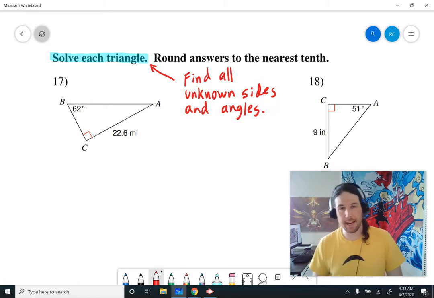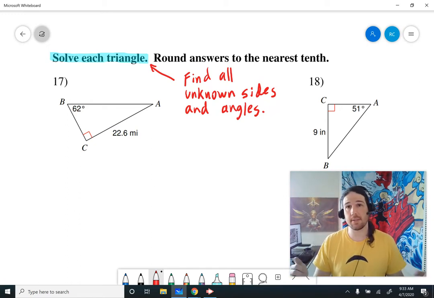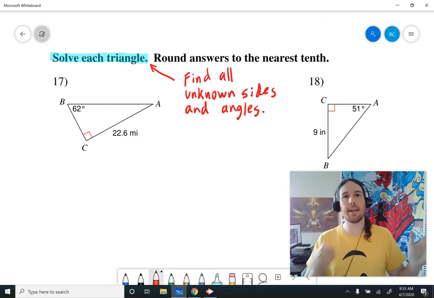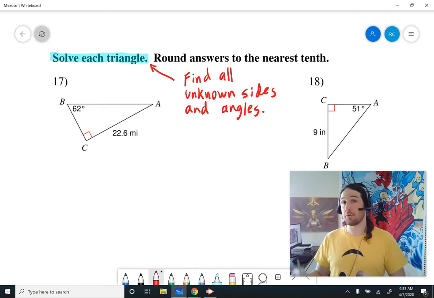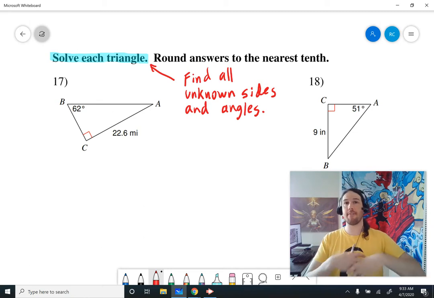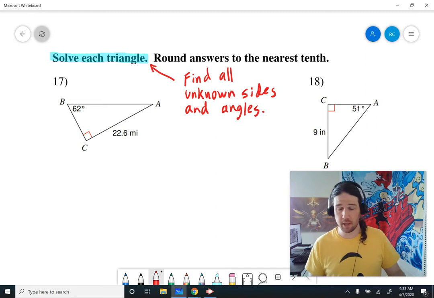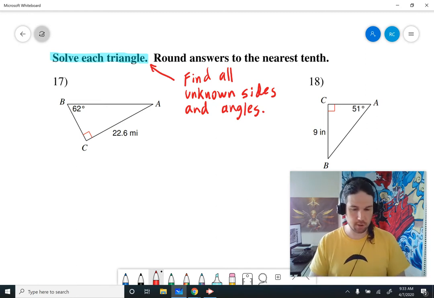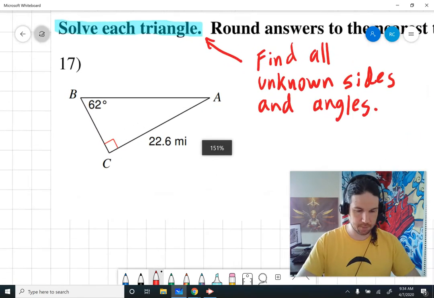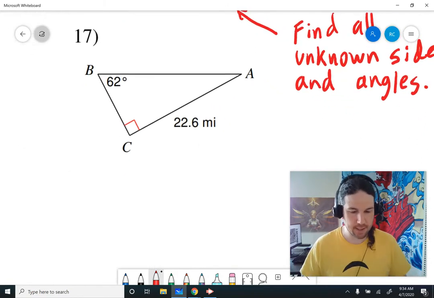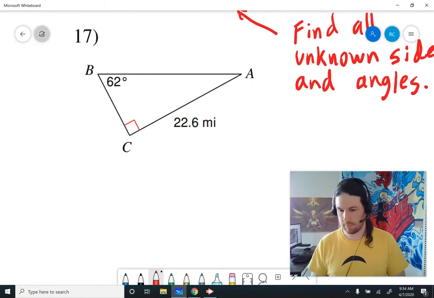All right? And the idea is that in a right triangle, all you need is one side and one angle, or two sides, and you'll be able to find everything else about that right triangle, which is super useful, especially for those of you planning on going into construction. So let's look at this problem here. Again, you can ignore the fact that it says 17. Yeah, don't worry about that.